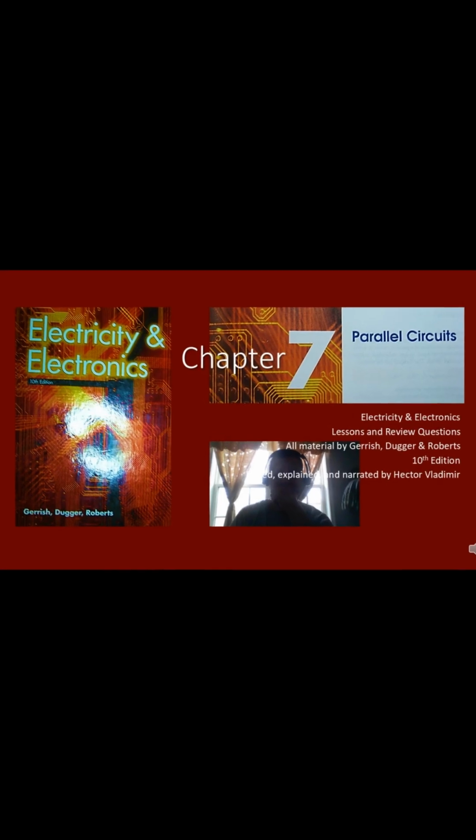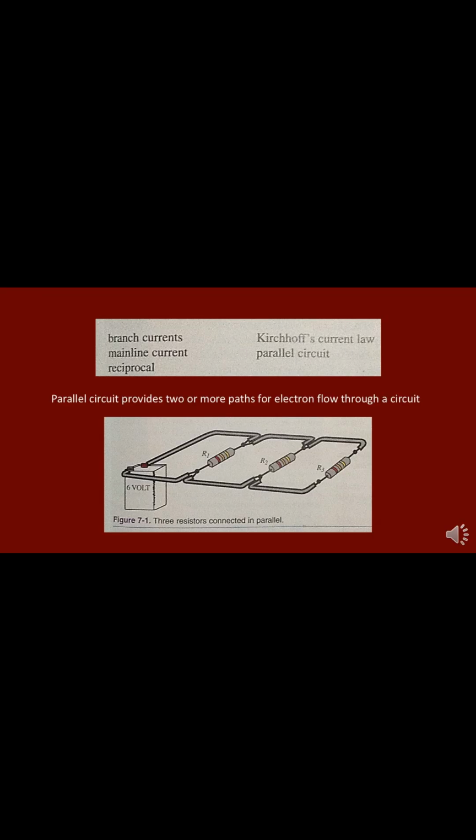Parallel circuits. The objectives for this chapter are to determine the total resistance of a parallel circuit, to determine the voltage drop in a parallel circuit, to determine the current values of a parallel circuit, to determine the wattage values of a parallel circuit, to apply Ohm's law to solve for unknown voltage, current, and resistance in a parallel circuit, and to apply parallel circuit theory to assist in troubleshooting in a parallel circuit. Keywords for this chapter include branch circuits, branch currents, mainline current, the reciprocal, Kirchhoff's current law, and parallel circuit.